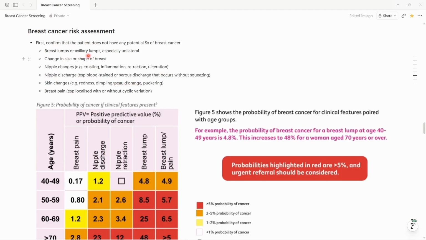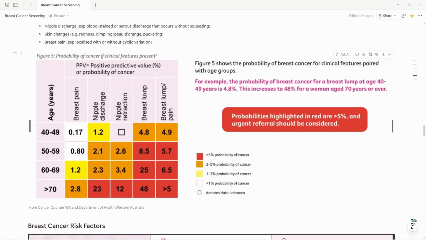Breast lumps or axillary lumps, especially if unilateral. Any change in the size or the shape of the breast. Any nipple changes such as crusting, inflammation, retraction, or ulceration, and any nipple discharge, especially if it is bloodstained or serous discharge that occurs without squeezing, i.e. spontaneously. Any skin changes such as redness, dimpling, peau d'orange, or puckering or tenting or tethering of the skin, and any breast pain, especially if it is persistent and localized.